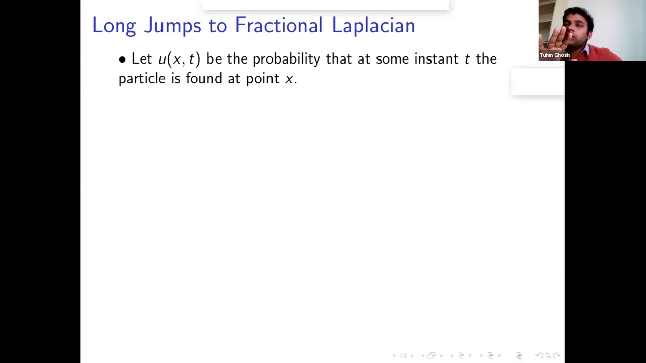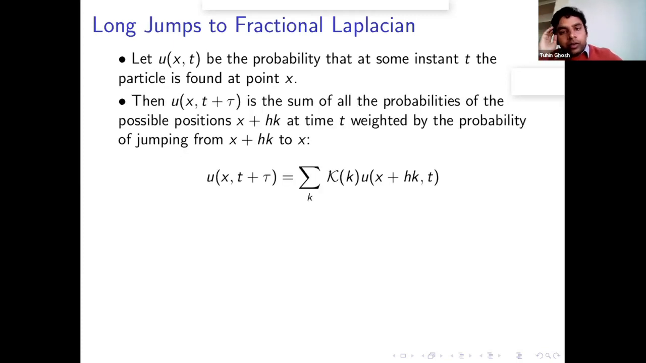So the long jump to the fractional Laplacian. This is the idea. You have this function u(x,t). It denotes the probability at some point x, and at some time instant t. And then you want to see what is u(x, t plus tau). That's a little bit of increment with respect to time. So that means you have to take care of all possible positions, x plus hk, that they are waiting at the time t.